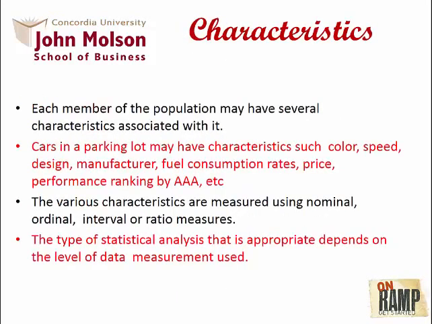Each member of the population may have several characteristics associated with it, right? So if I look at cars in the parking lot, I can look at the color and the speed, the manufacturer, the ranking, the performance, and so on. But those different characteristics, some of them seem to be associated with a number, others, like colors, with some categories. So we will say that they are measured using 4 measures: nominal, ordinal, interval, or ratio. And we will see the difference between them. The type of analysis we can do on these variables will depend on those measures.